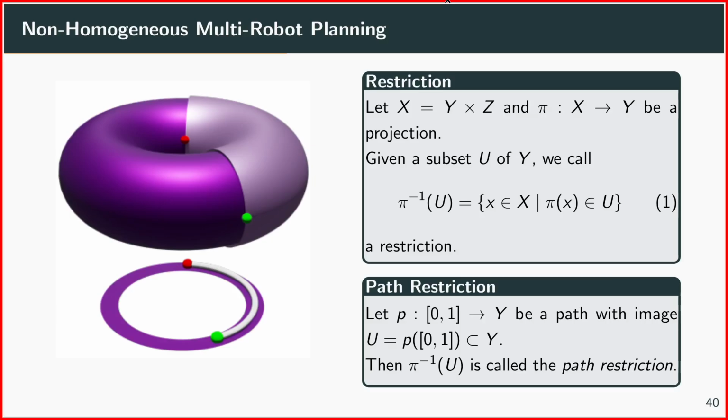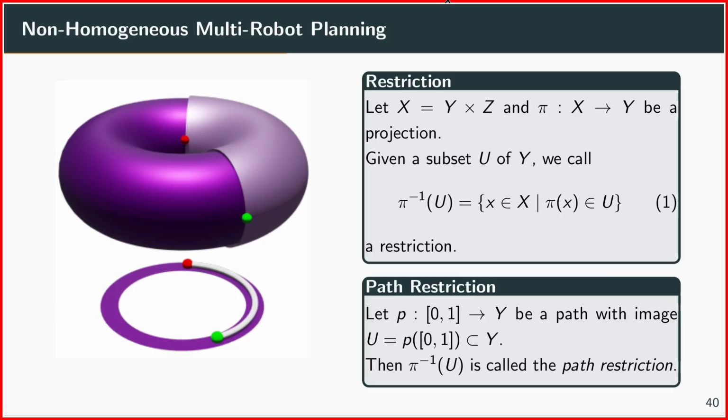So first of all, let's talk about what a restriction is. So let's say we have here X, and we have this projection pi. And now if we have a subset U of Y, so Y is the lower dimensional space here, then a restriction is defined here as the inverse of the projection defined on this subset U. And so this definition just means that we just want to single out all the points on the whole state space, which when we project them down, they will be on the subset U which we have chosen. So this is the general idea of a restriction.